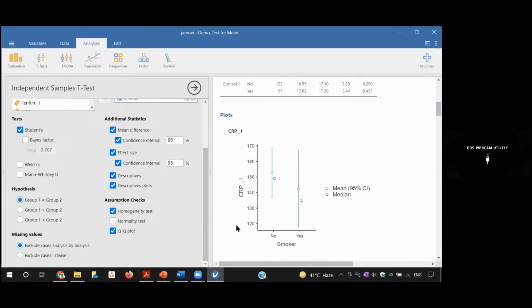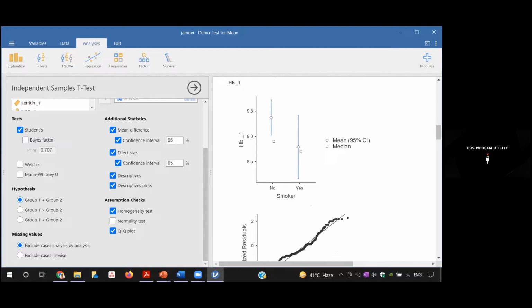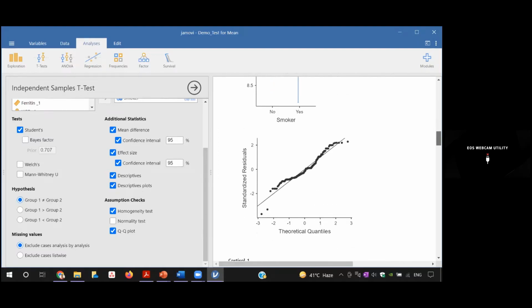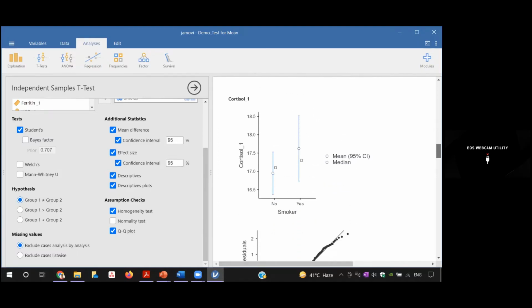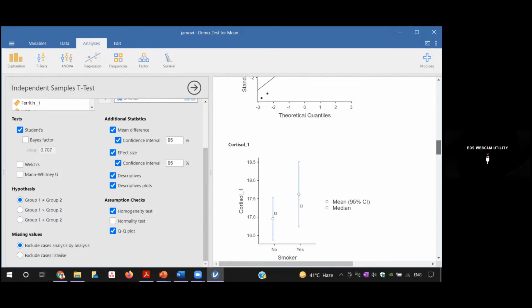And this is the mean plot. We call it a descriptive plot. You can see this is the mean of the two values with 95% confidence interval. And then this is the QQ plot. This is the mean plot of hemoglobin. So you can report these things in your thesis or in your project. I said that this gives you very beautiful diagrams. You can incorporate these into your work.